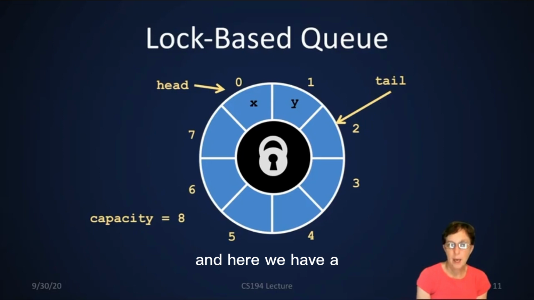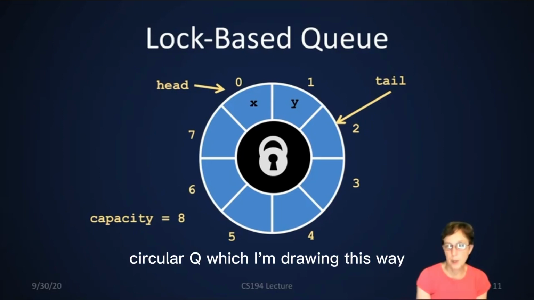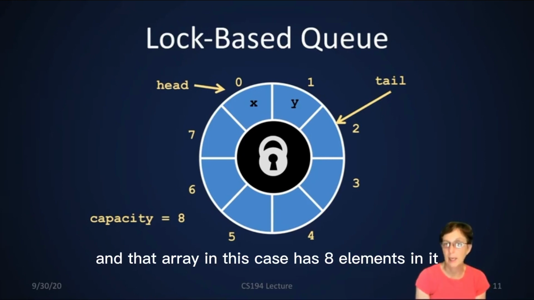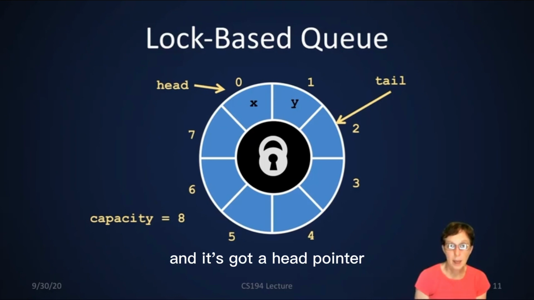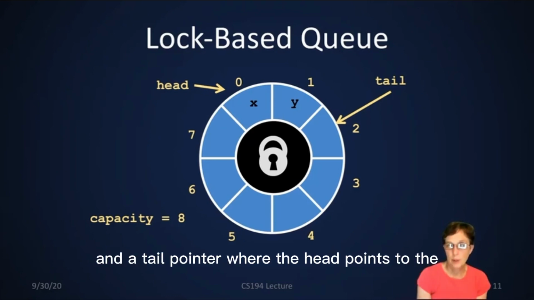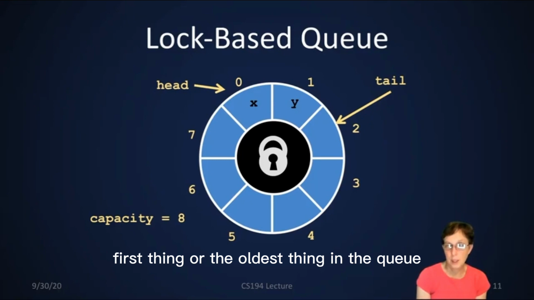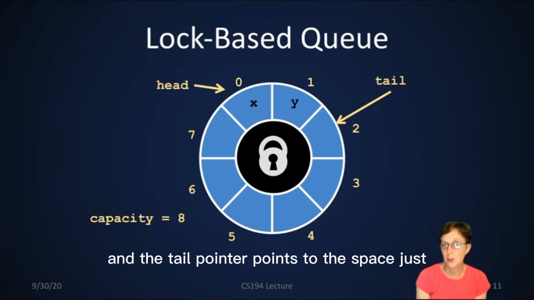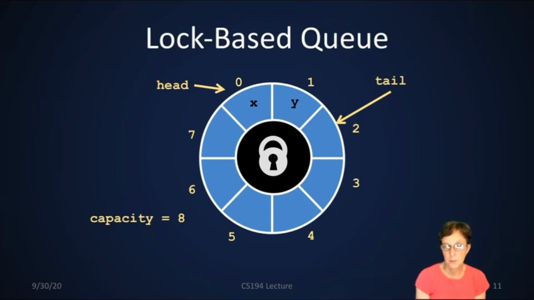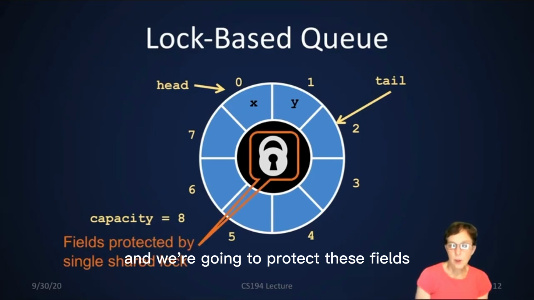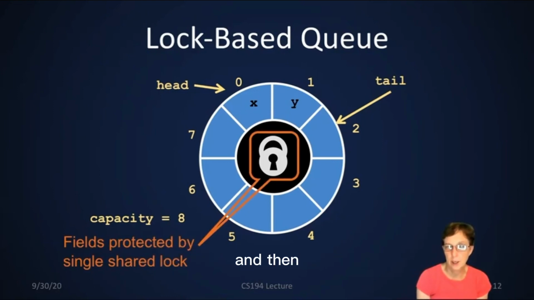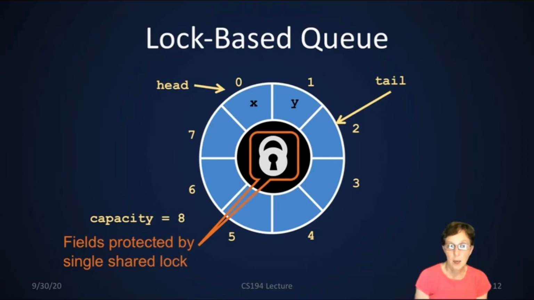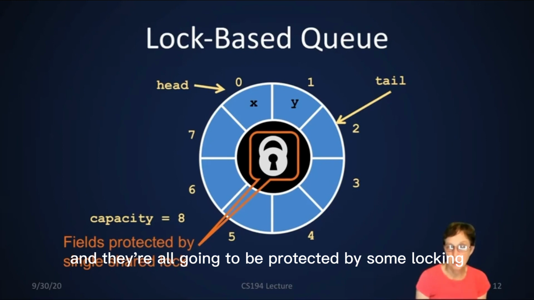And here we have a circular queue, which I'm drawing this way. It'll be an array in memory, and that array in this case has 8 elements in it, so it's a pretty small queue. And it's got a head pointer and a tail pointer, where the head points to the first thing or the oldest thing in the queue, and the tail pointer points to the space just after the newest thing in the queue. And we're going to protect these fields, the head and the tail, and then there's going to have to be a data structure to hold the list itself, the array itself of elements, and they're all going to be protected by some locking.